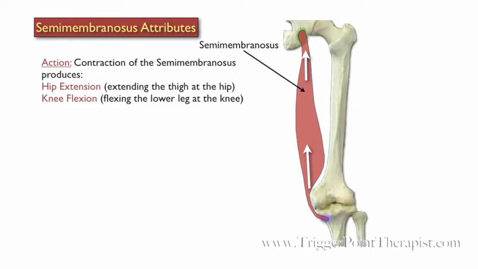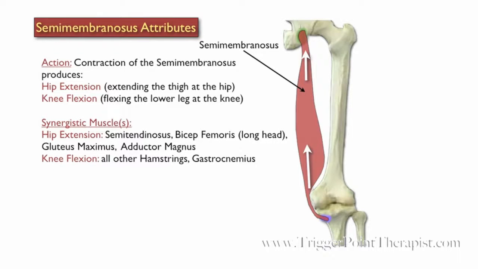Contraction of the semimembranosus produces hip extension and knee flexion. The other hamstring muscles and the gluteus maximus and adductor magnus are synergistic during hip extension, and again the other hamstrings and gastrocnemius are synergistic during knee flexion.